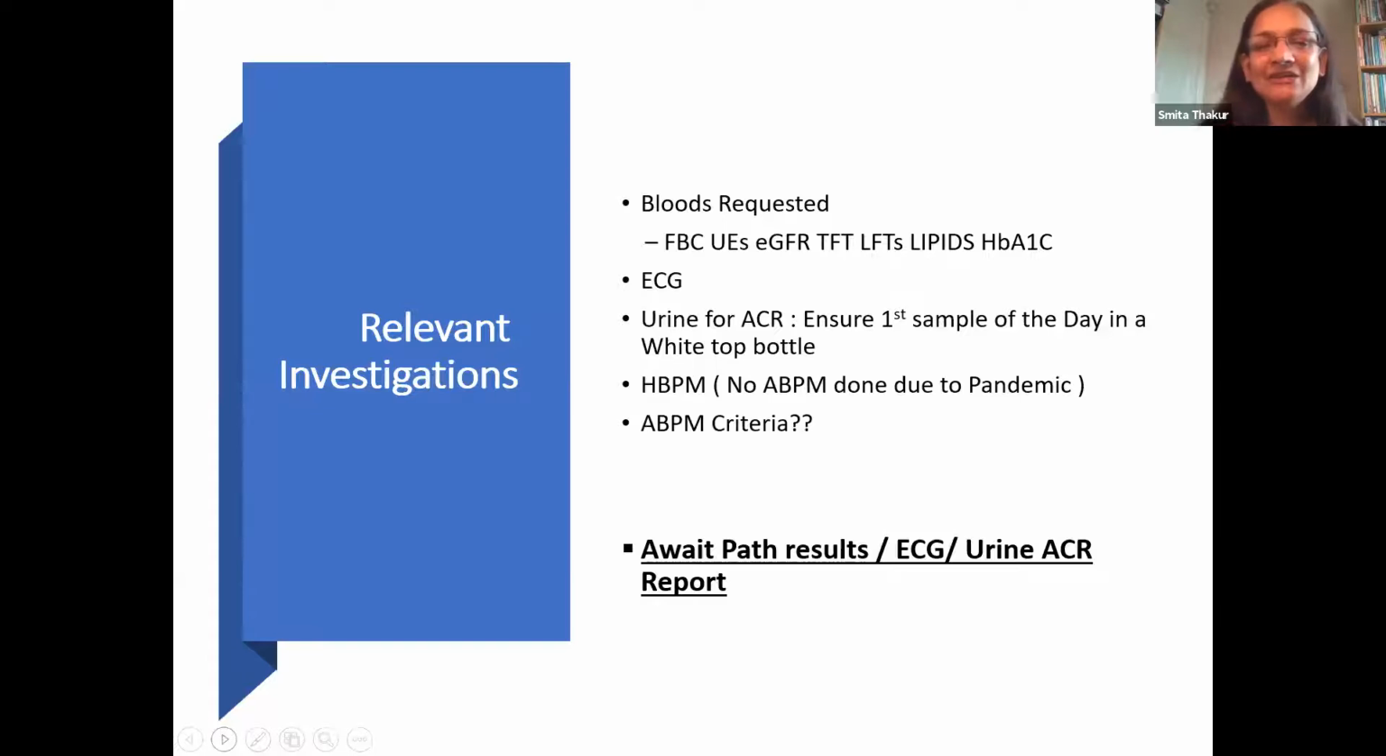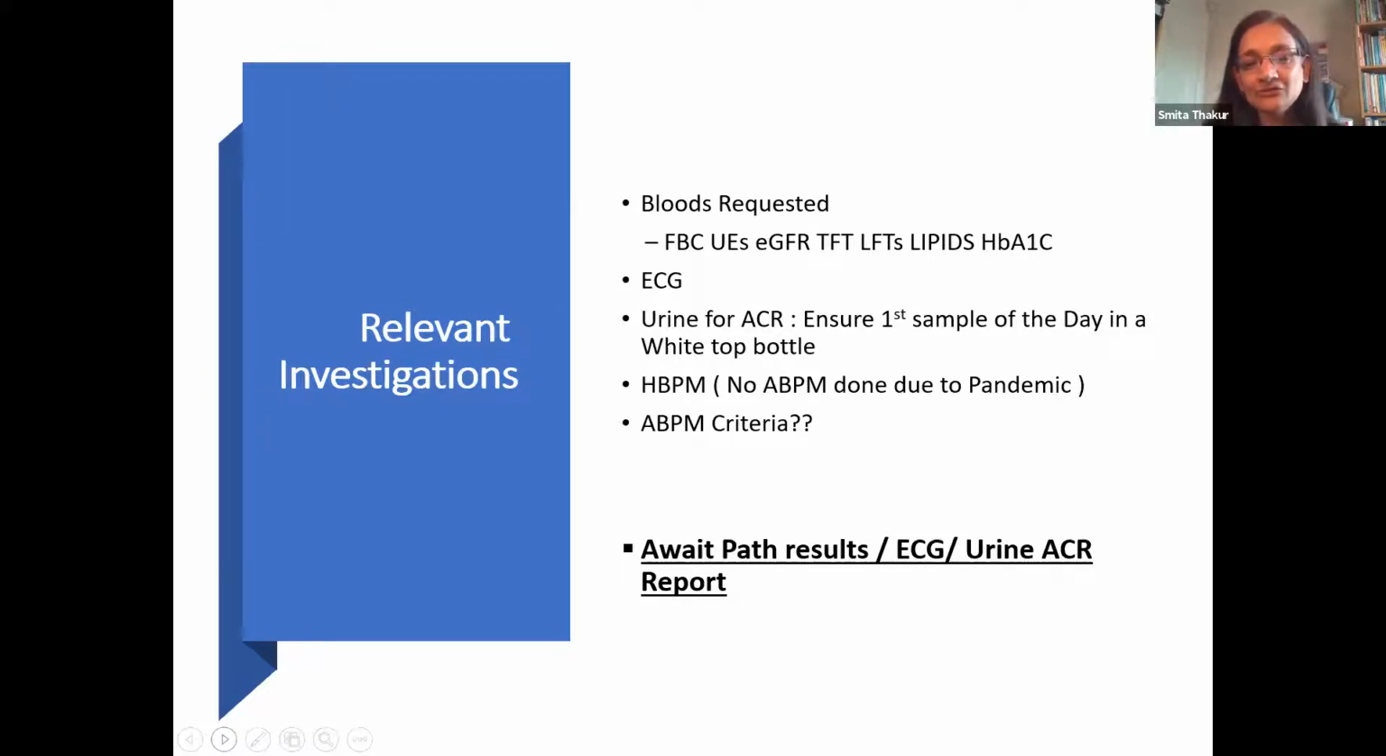So we need a full blood count, U&Es, eGFR, thyroid function test, LFTs, lipids, and A1C. Considering his clinic blood pressure is high, he's got possible hypertension. While we are investigating, he needs an ECG and he needs a urine for albumin creatinine ratio. We ensure it's the first sample of the day in a white top bottle.